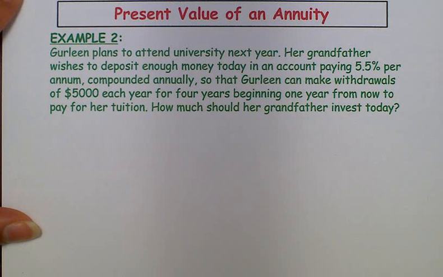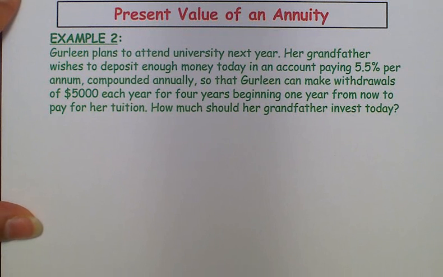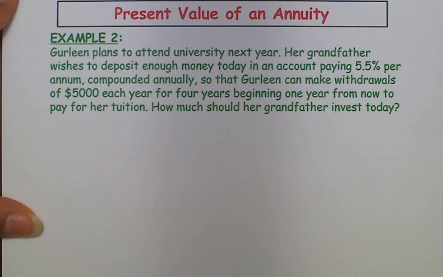Okay, here's example 2. It says, Gerline plans to attend university next year. Her grandfather wishes to deposit enough money today in an account paying 5.5% per annum compounded annually so that Gerline can make withdrawals of $5,000 each year for 4 years, beginning 1 year from now to pay for her tuition. How much should her grandfather invest today?